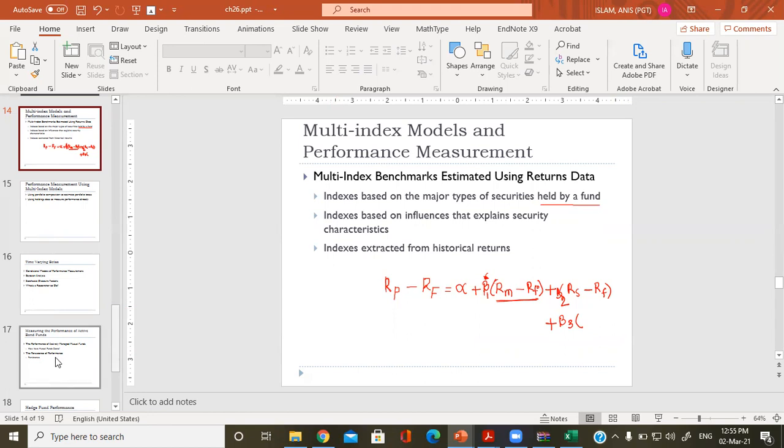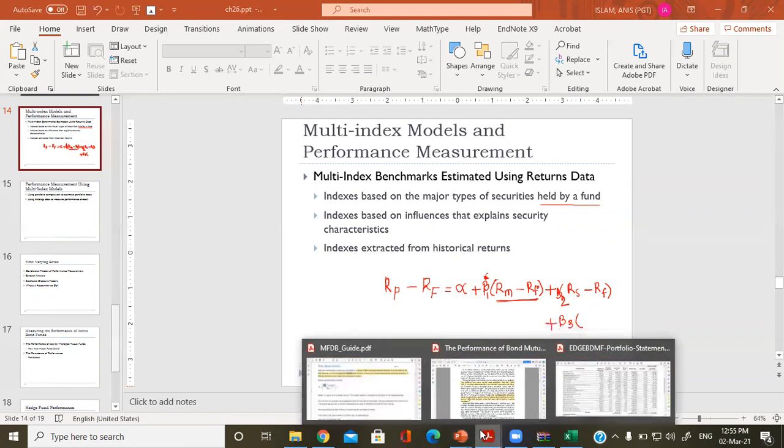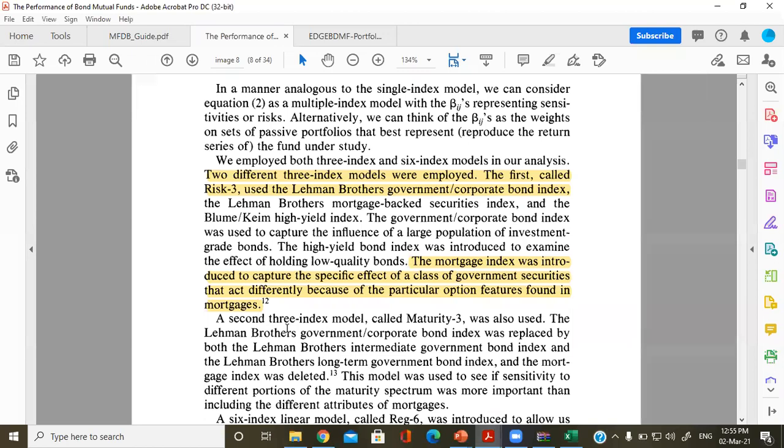Momentum factor. Okay. Now, in the case of a bond fund, when the portfolio is mainly composed of bonds, which indexes do we need to consider? They suggested, for example, two different 3-index models. So what does it mean? How many indexes have they used? A 3-index model. Okay, they have used a total of 6 models.